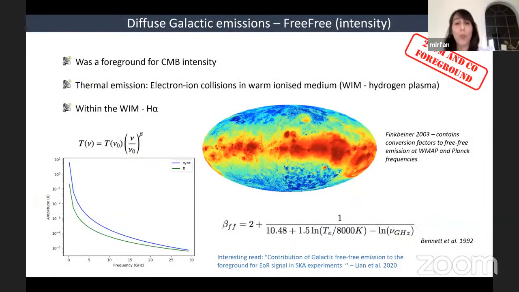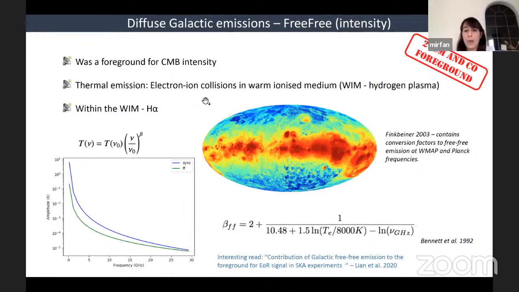Okay, so that is one emission out of quite a few. So now we have free-free emission. So this is intensity only. It is electron-ion collisions inside of the warm ionized medium. So it's something that comes from areas of hydrogen plasma. Also, what's going on in hydrogen plasma is you end up with H-alpha emission. So actually, we've got quite a nice idea of what free-free emission looks like because of this composite H-alpha survey map, which I'm showing there. There you go, that one.